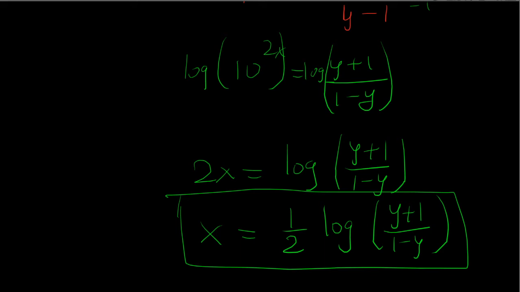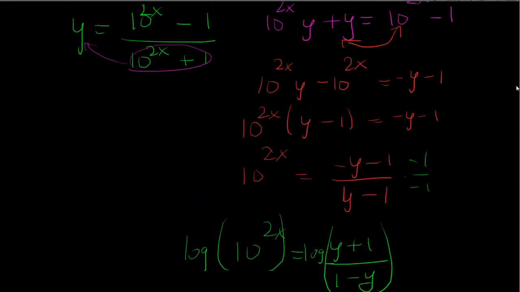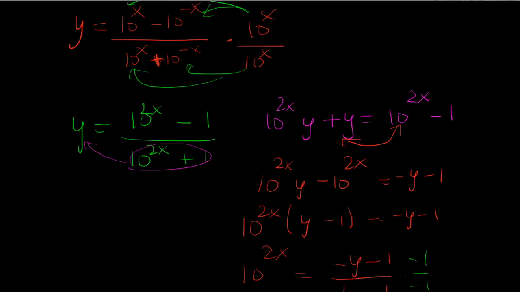Okay. All right, so next problem, we're going to change some things up. We're going to make this a plus and this a minus. So let's see how that changes things up. So y equals (10^x + 10^(−x)) over (10^x − 10^(−x)). So I'm going to start off the same way as the previous example.